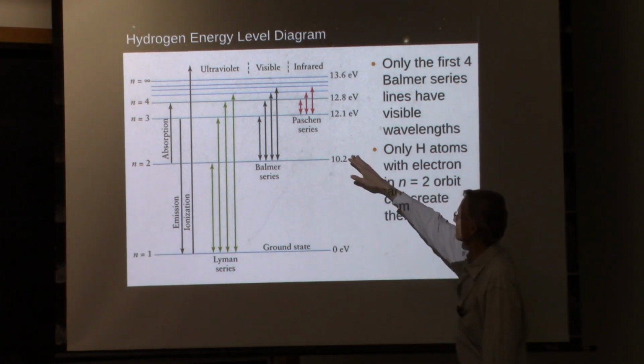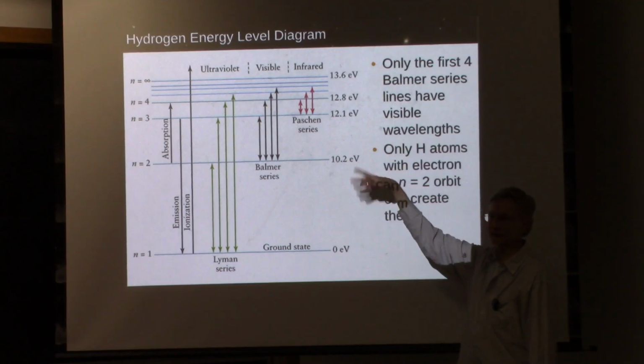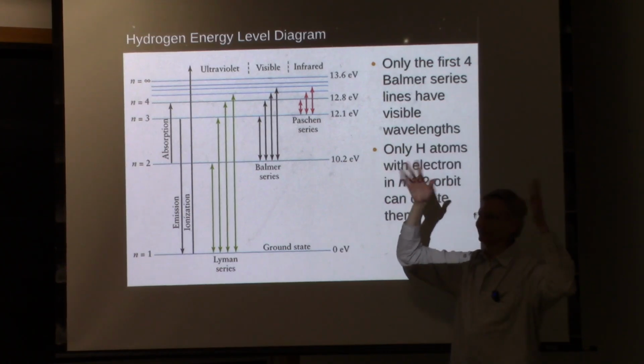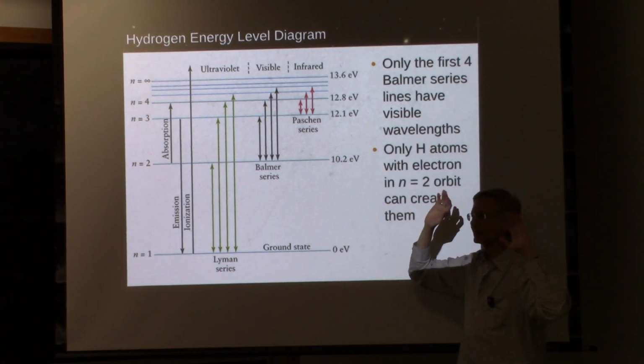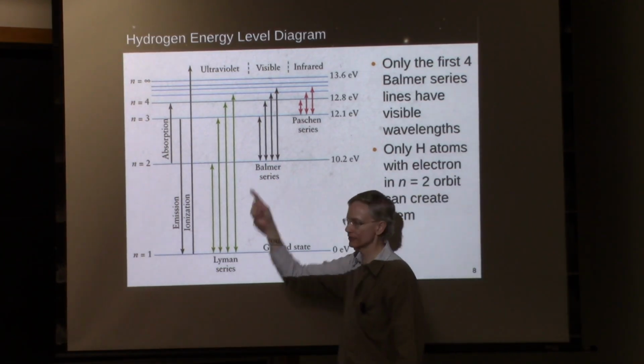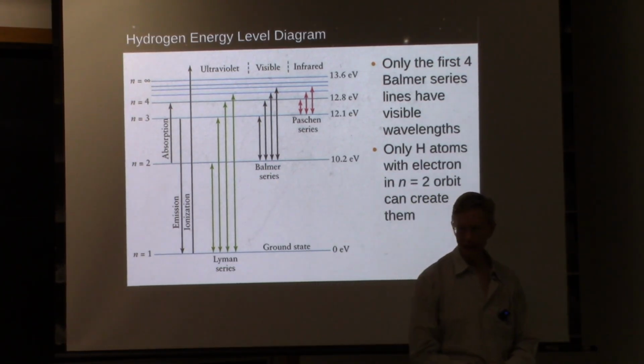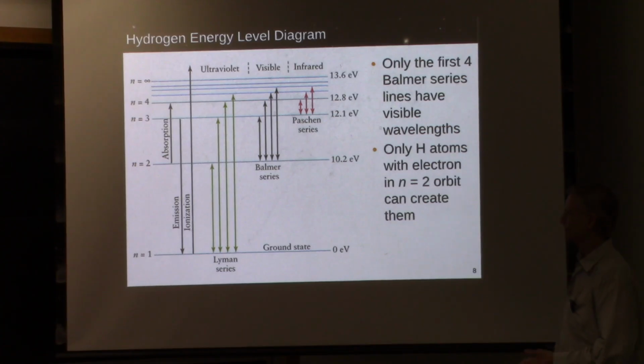And then the Paschen series, those are all infrared, and then there's Brackett and so on, all not in the visible. So there are 4 visible wavelength hydrogen spectral lines. The Balmer series involves transitions for the electron that starts in n equals 2 and jumps higher, or jumps down from some higher level to n equals 2.